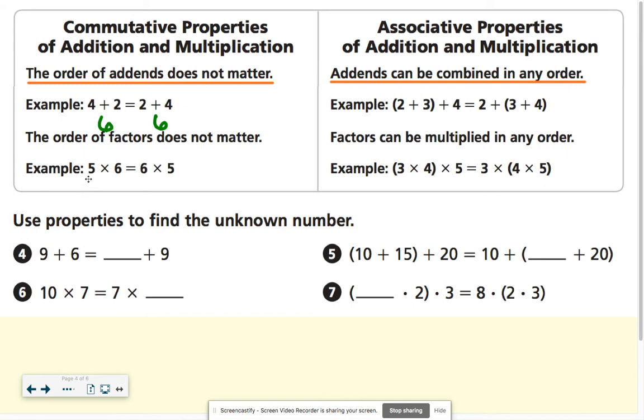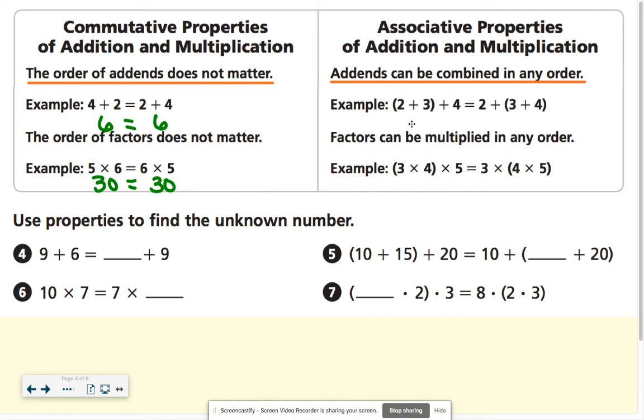Let's take a look at multiplication. We have 5 times 6 or 6 times 5. 5 times 6 is 30. 6 times 5 is 30. Again, order didn't matter. They show that they are the same thing no matter which way you order them. The next property is associative property. The associative property of, again, addition and multiplication says that you can change what you add together.